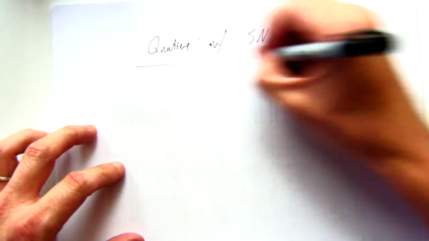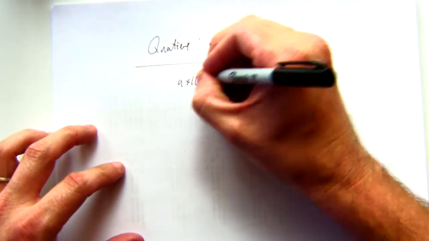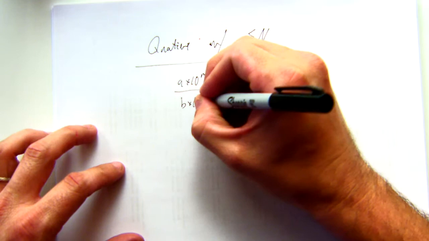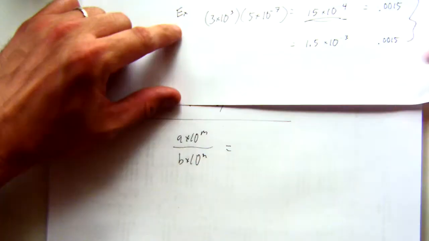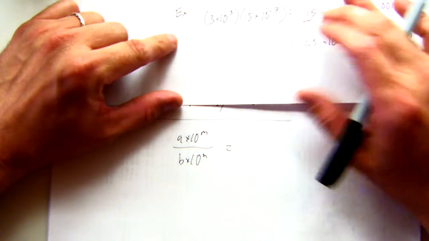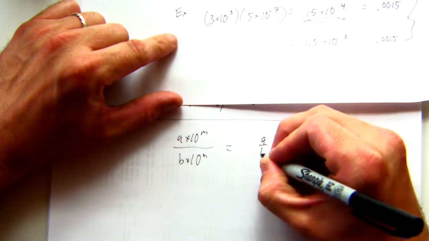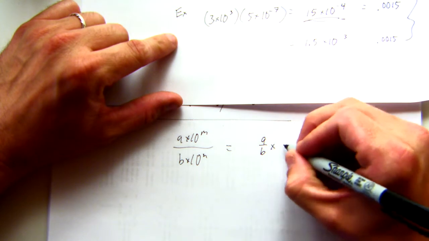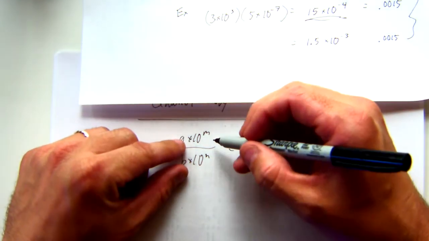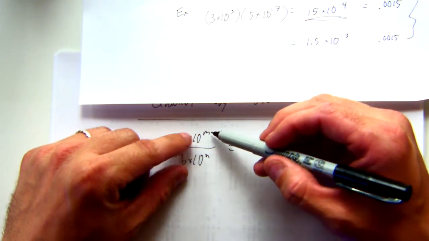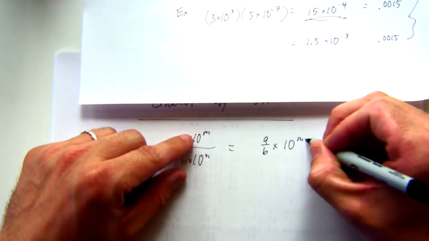We're going to do one more thing, quotient, with scientific notation. So if we have a times 10 to the m over b times 10 to the n, just using this rule, what do you think I'm going to do? I'm going to divide a and b times 10 to the, what's our rule for exponents for the quotient? Subtract. So the top minus the bottom, so m minus n.